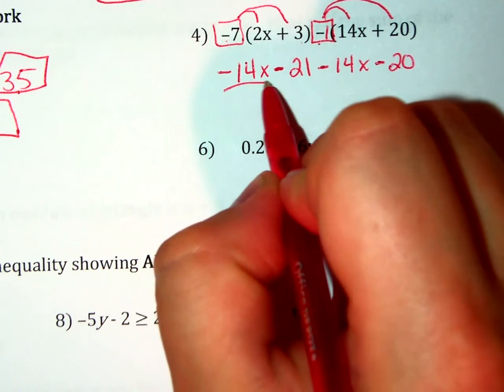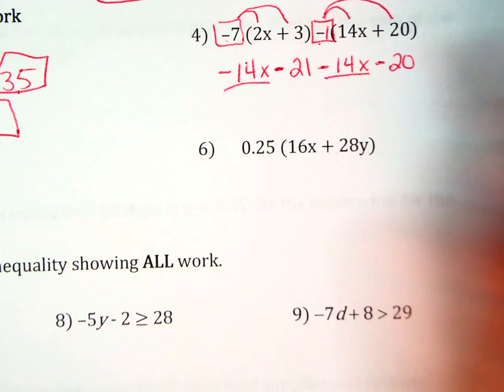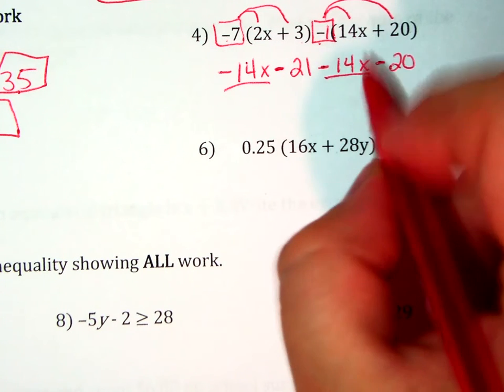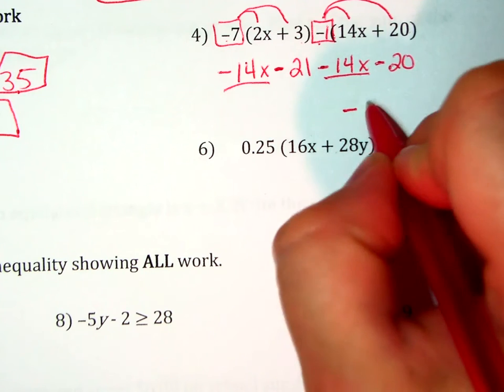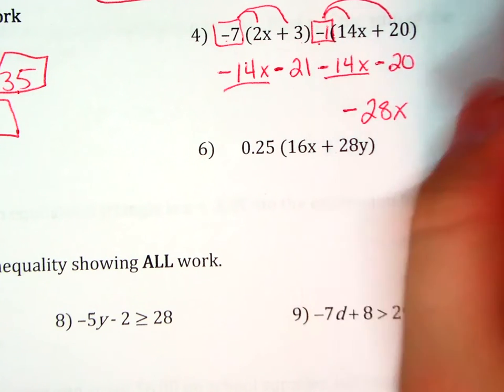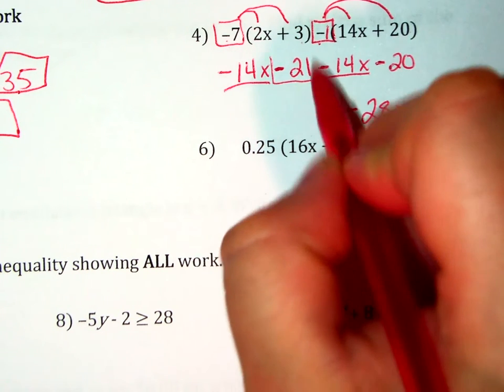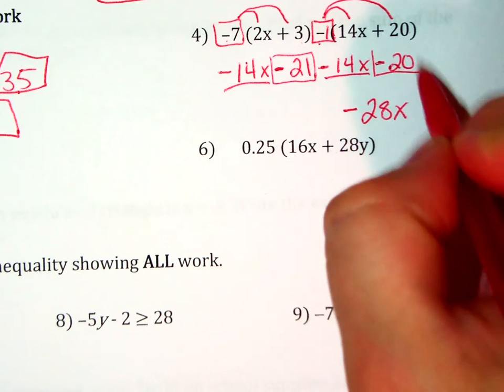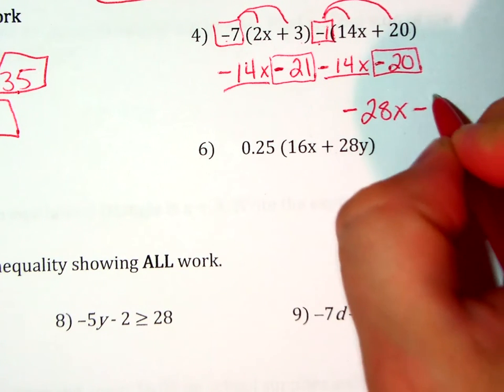Again, combine my like terms. I have a -14x and a -14x. So -28x. And I have a -21 and a -20, so -41.